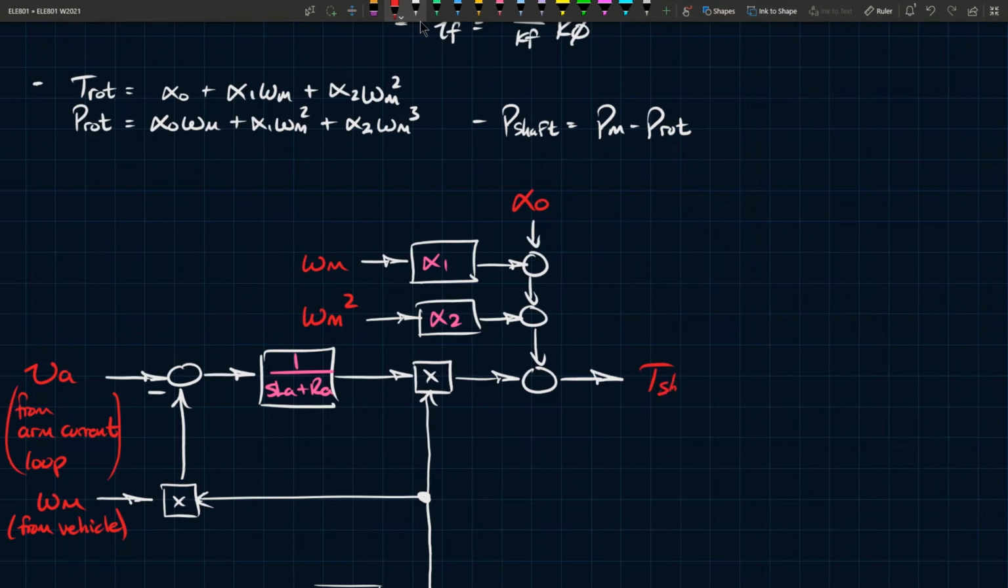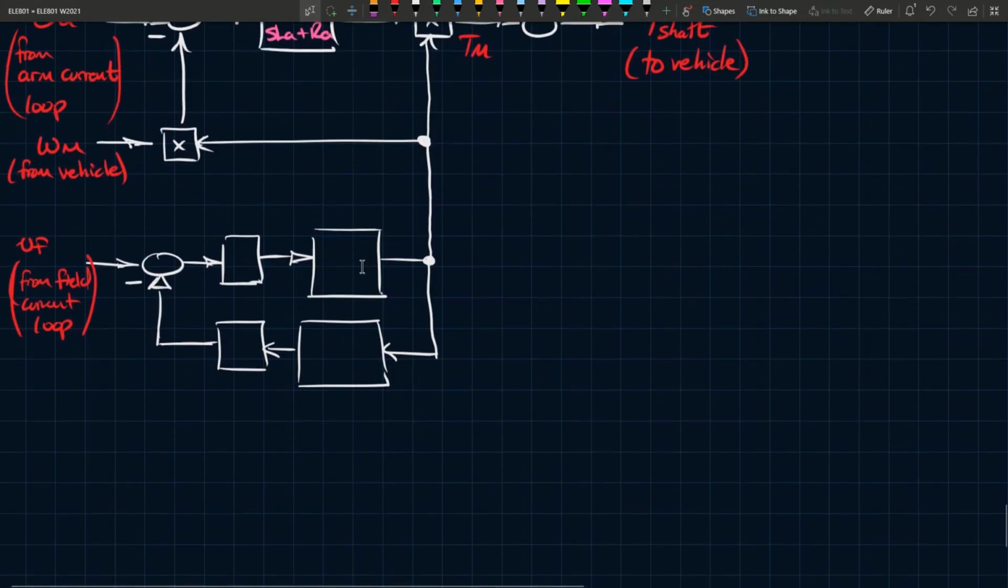This here is T shaft. And this will go to the vehicle. And again, this is the vehicle model. So if you remember the vehicle model, we saw the first term on the left was TM. It was multiplied by the gear ratio divided by the radius of the wheels. And then it was converted into the force and all that type of stuff. So this is the torque that would enter that block diagram. So here, this is going to be TM. So that's your developed torque based on all of this.